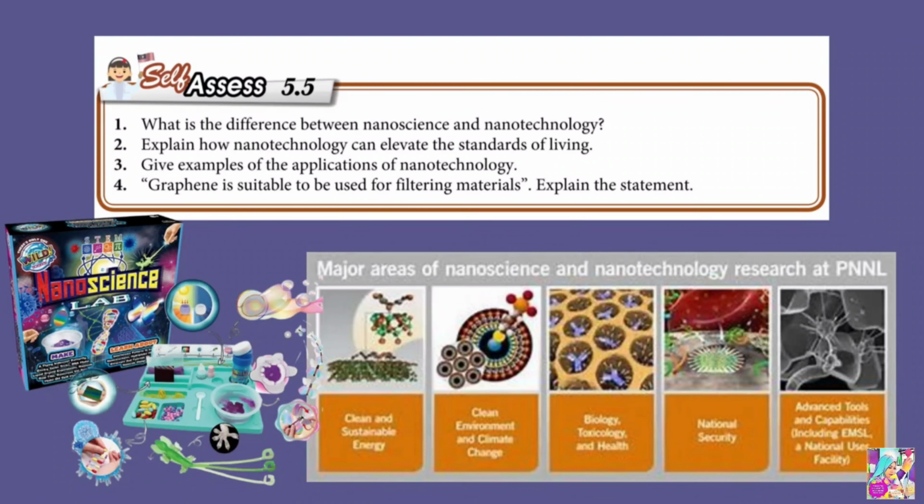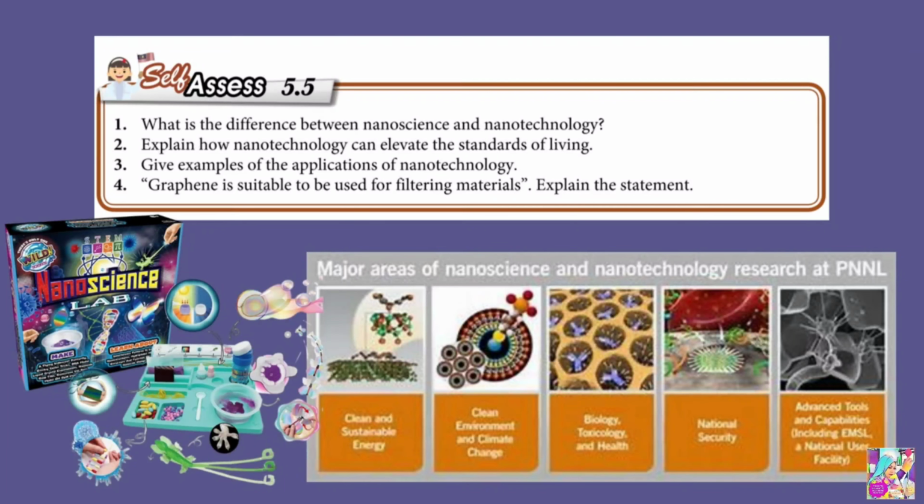So Self-Assess 5.5, you can do in your exercise book. Number 1 until number 4: the differences between nanoscience and nanotechnology; you must explain how nanotechnology can elevate the standard of living, and then give an example of this technology; and why graphene is suitable.